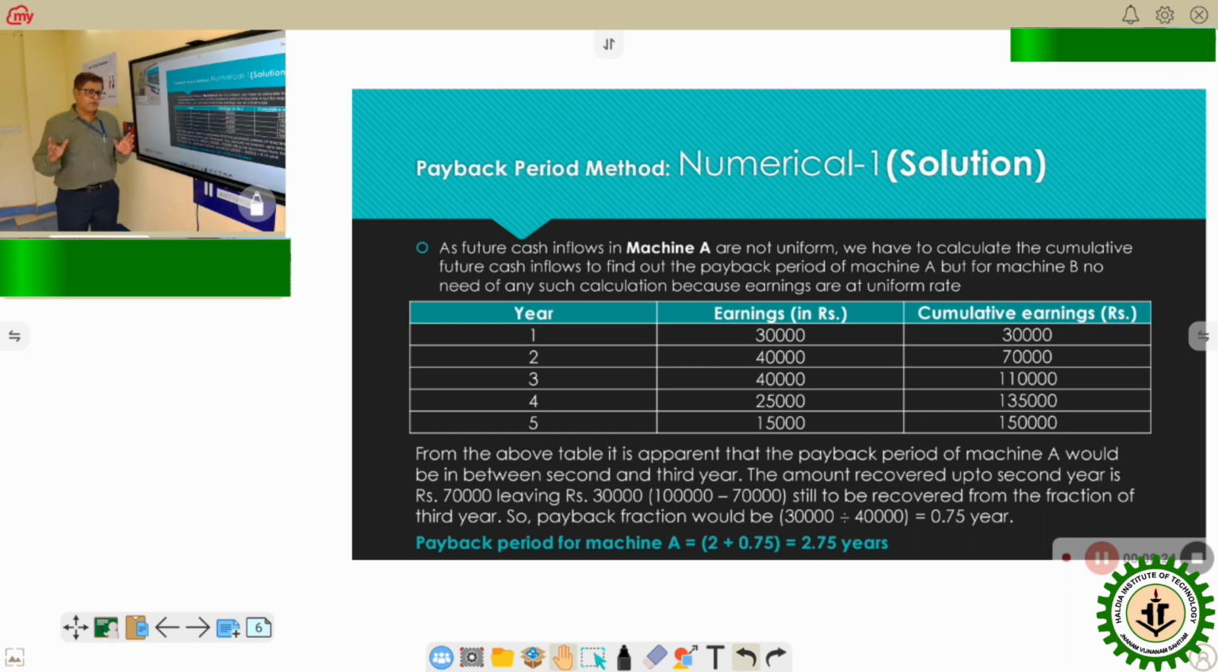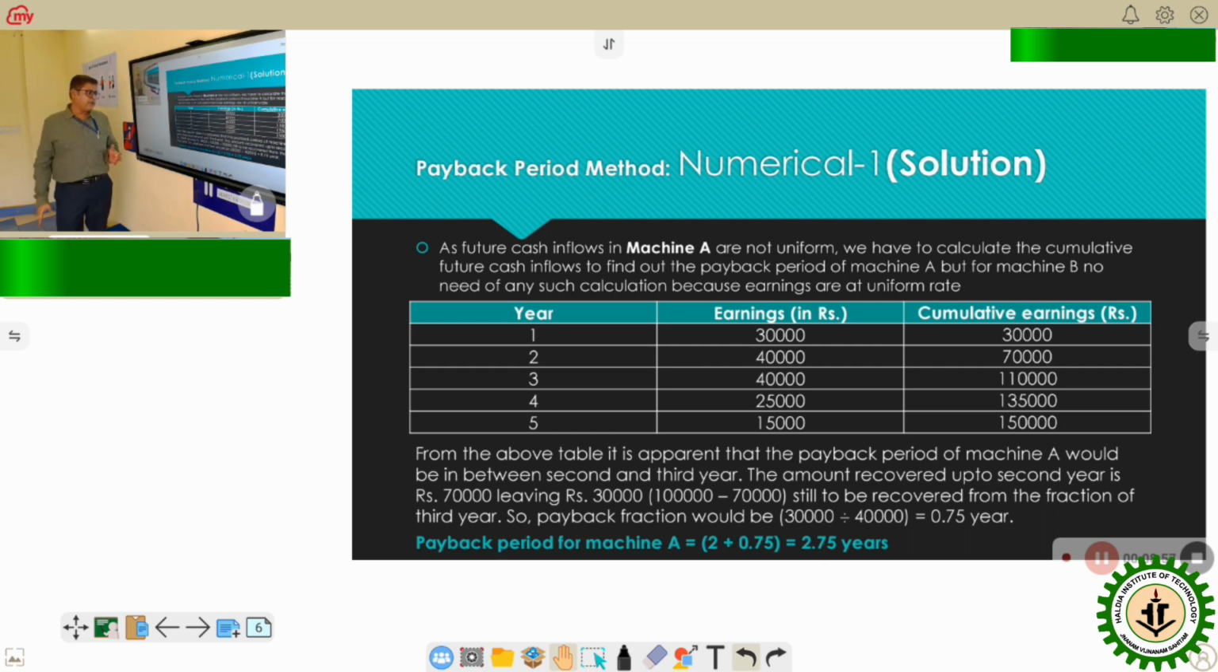That means 40,000 is earned in 1 year. We are not talking about the number of the year, but the time taken to recover 40,000, which is 1 year. So if 30,000 is the cash flow, then what fraction of time is required to recover it? We simply divide 30,000 by 40,000. That means we use the unitary method, so we get 0.75 year.